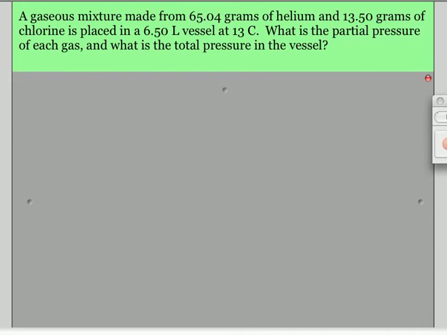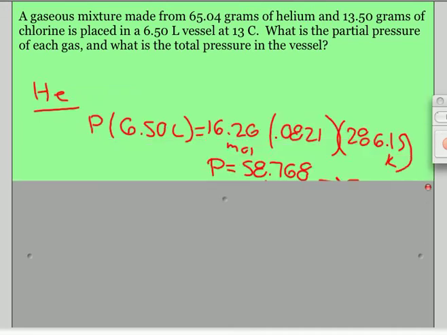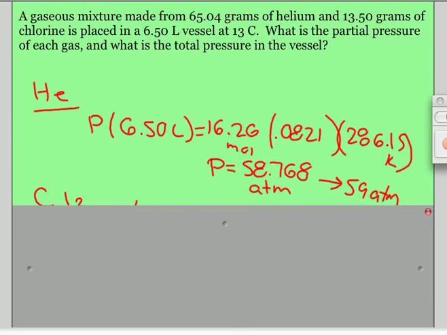So we have this here. We have a mixture. We have 65.04. So we have these two gases, and we want to figure out the partial pressure of each one, and then the total pressure. So what we're going to do is treat them like they're completely unique, look at them individually, and then put them together. So if we look at helium, we don't know the pressure. That's what we're looking for.